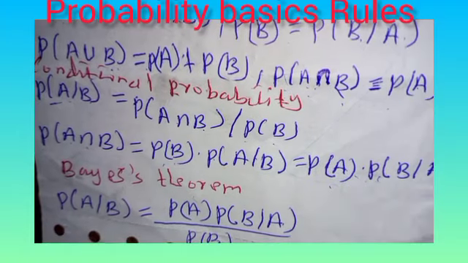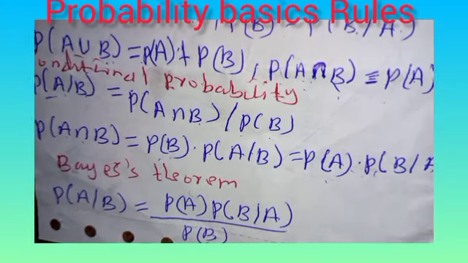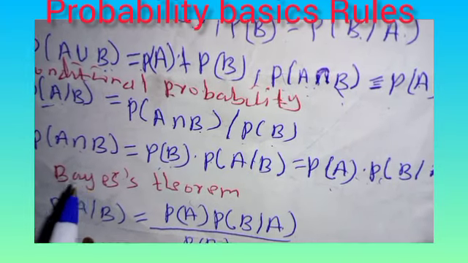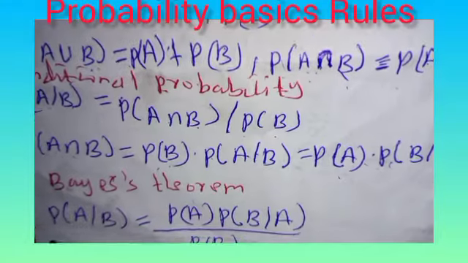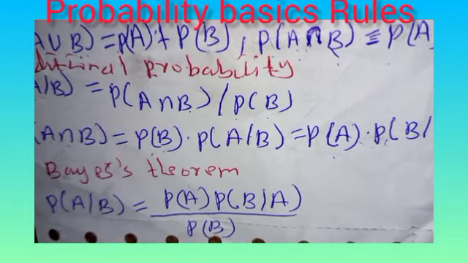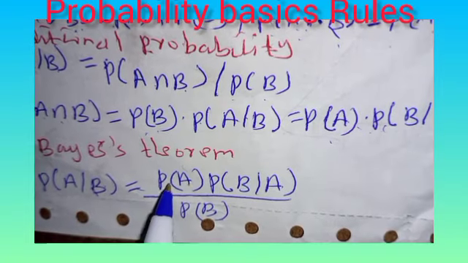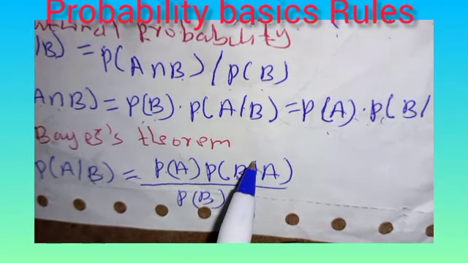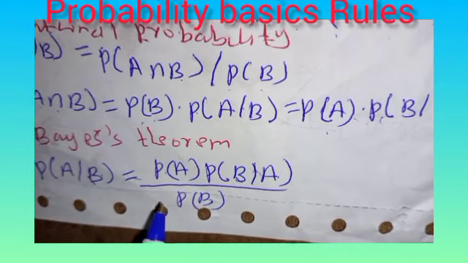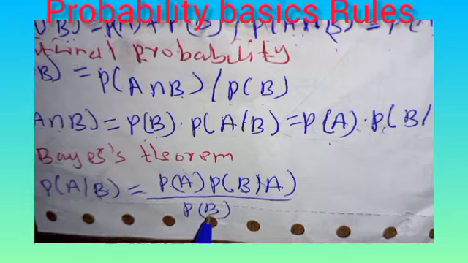That leads us to what is called Bayes' theorem. Bayes was a statistician who did a lot of work on probability, and his theorem is very simple. It states that the probability of A given B is given by the probability of A multiplied by the probability of B given A, divided by the probability of B.